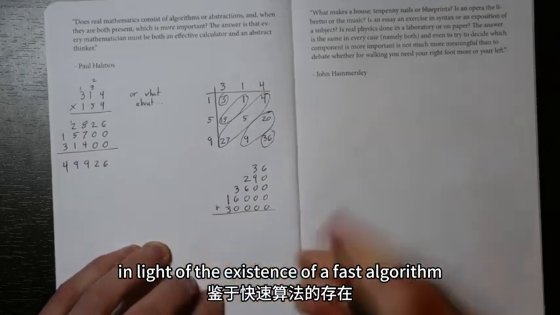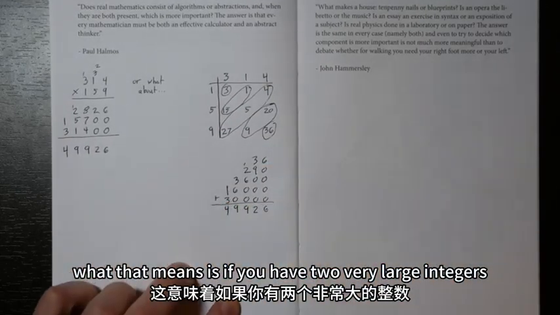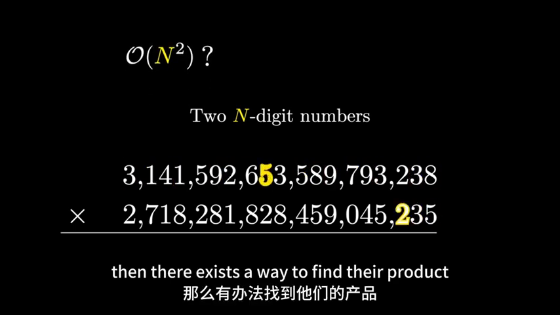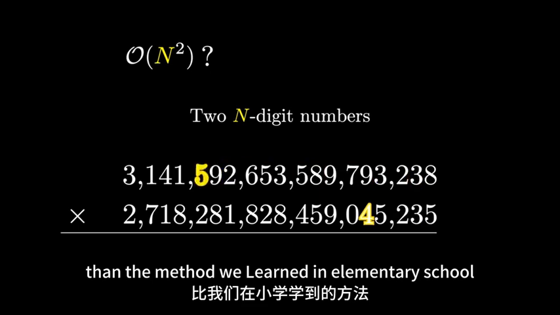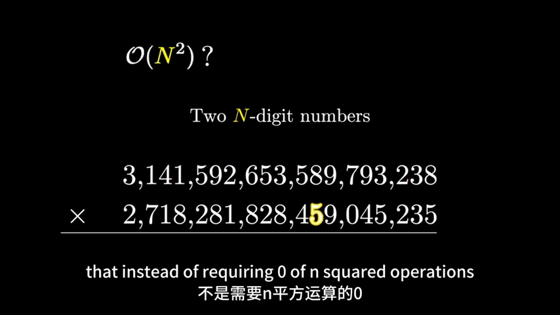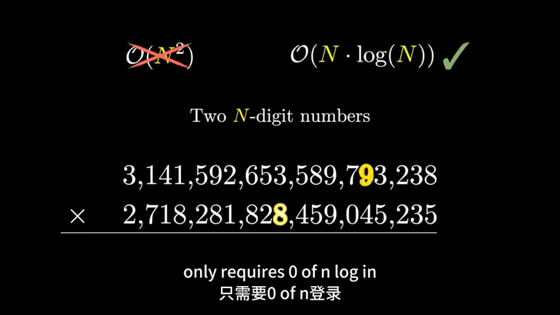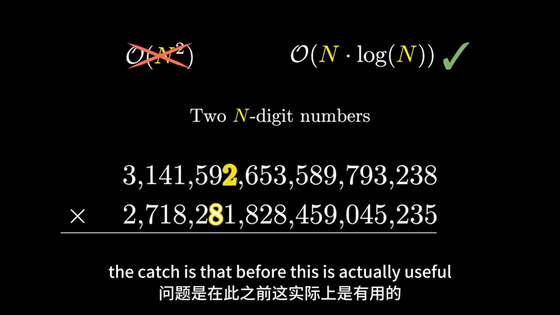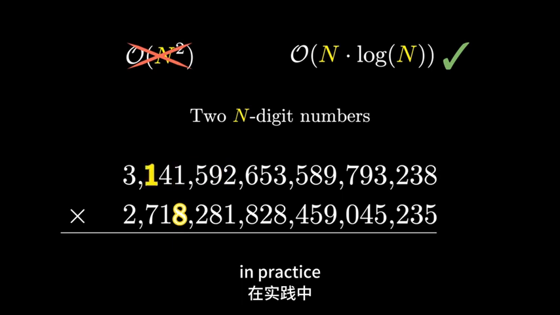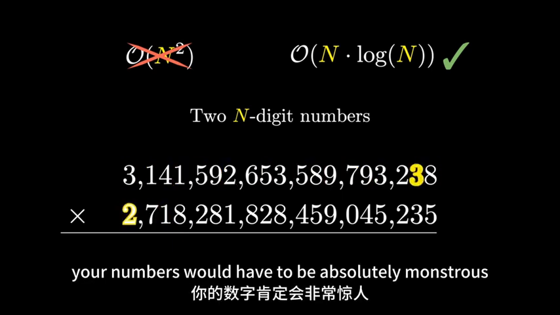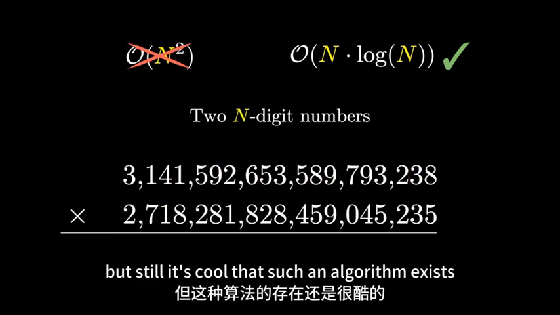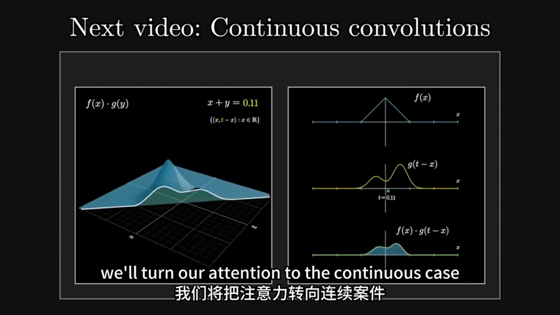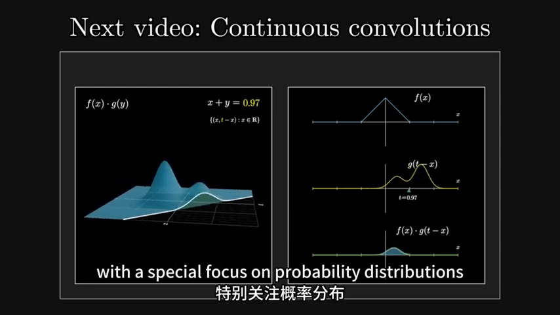In light of the existence of a fast algorithm, what that means is if you have two very large integers, then there exists a way to find their product that's faster than the method we learn in elementary school, that instead of requiring O of n squared operations, only requires O of n log n, which doesn't even feel like it should be possible. The catch is that before this is actually useful in practice, your numbers would have to be absolutely monstrous. But still, it's cool that such an algorithm exists. And next up, we'll turn our attention to the continuous case, with a special focus on probability distributions.